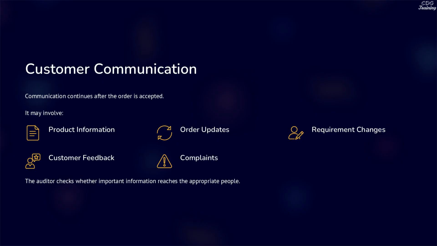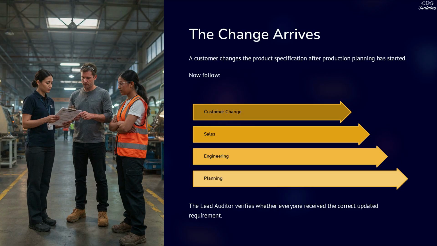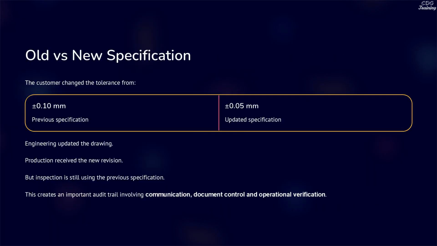Communication continues after the order is accepted, involving product information, order updates, and requirement changes. The auditor checks whether important information reaches the appropriate people. A customer changes the product specification after production planning has started. The lead auditor verifies whether everyone received the correct updated requirement. The customer changed the tolerance from 0.10 mm to 0.05 mm. This creates an important audit trail involving communication, document control, and operational verification.